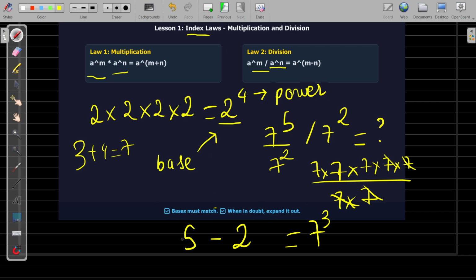So today's habits: the bases must match before you can do anything, and when in doubt, expand it out in your notes. If you ever forget the rule in the exam, just expand the powers and you will see the answer almost instantly if the numbers are small enough. If it's a little bit longer, it takes a little more time, but that should be fine for now, just to be safe.